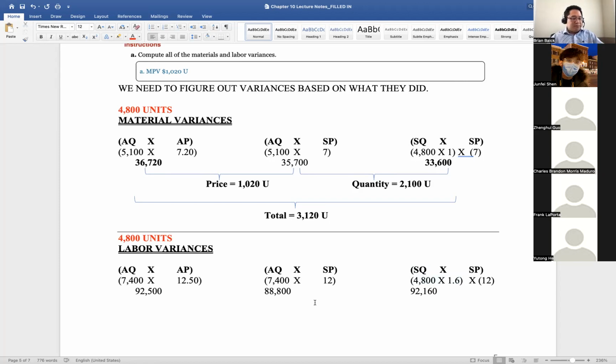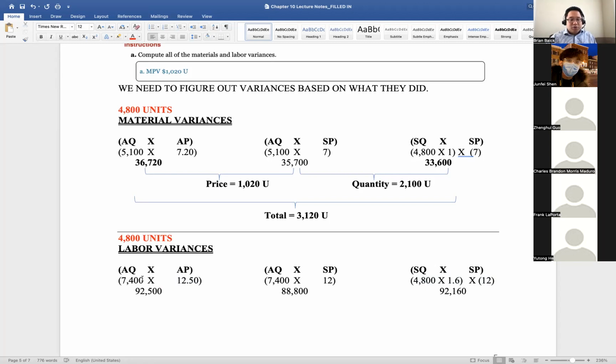Okay, now I want to mention something that I think is helpful when you do these types of problems on the homework or on the exam. Usually you should get numbers that are kind of similar. What I mean by that is, for example, actual price is $12.50. See, standard price is 12. That's okay. If you had actual price is $23,000, standard price is 12. That's a massive difference. Something is wrong.